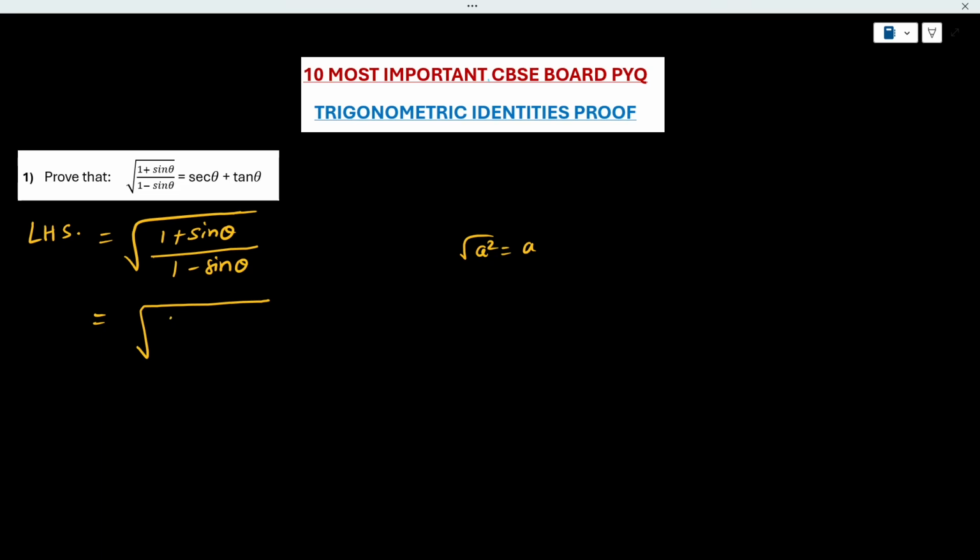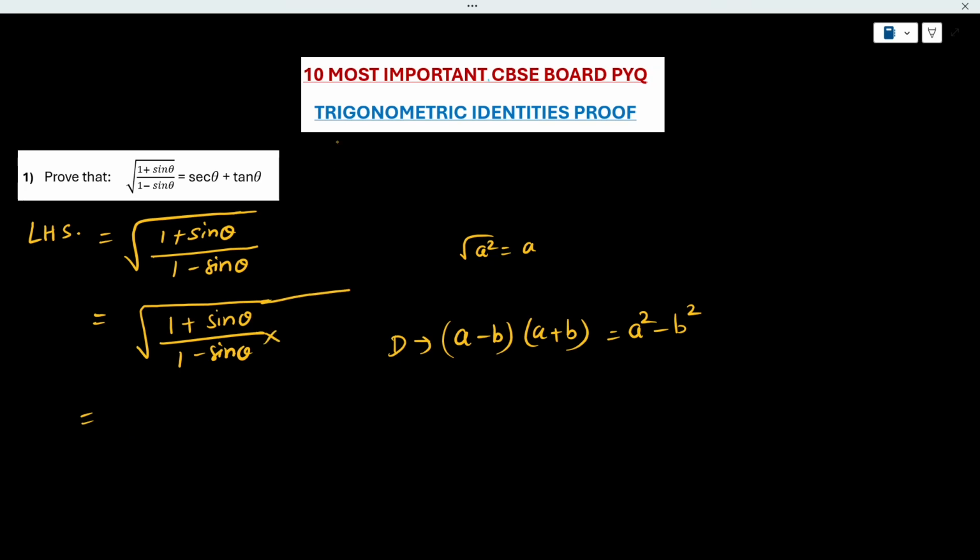Most of the time, it will be in a plus b or a minus b form, right? If it is a minus b, I'll multiply it with a plus b. If it is a plus b, you will multiply by a minus b, because using this I'm going to get the perfect square. You need to check only the denominator. So what do I need to multiply here? 1 plus sine theta, because in your denominator you see a minus b.